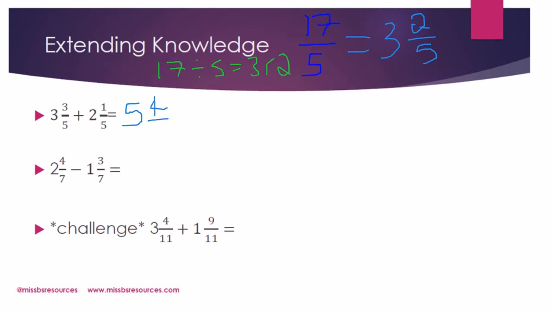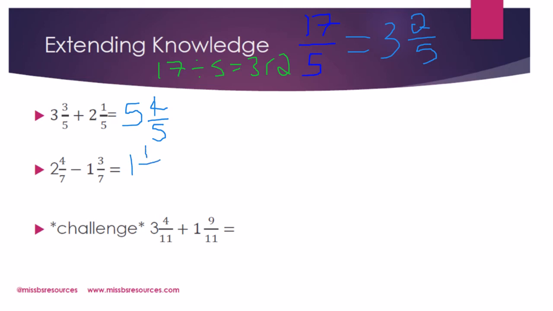The next one, we've got to subtract, and it's 2 and 4/7, take away 1 and 3/7. So I'm going to do 2, take away 1, and that leaves me with 1. Then I'm going to do 4/7, take away 3/7, it leaves me with 1/7.